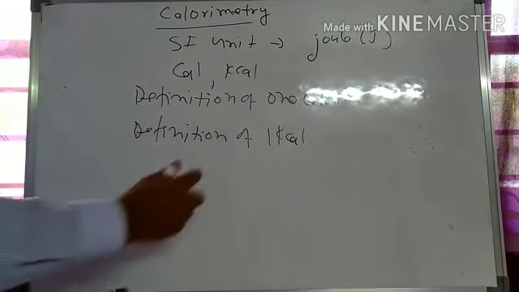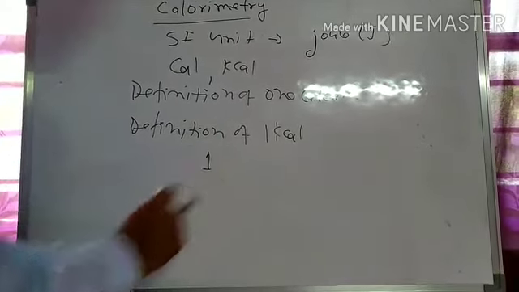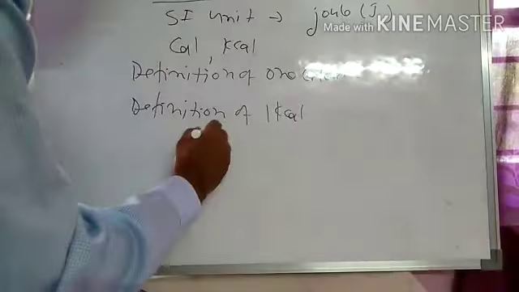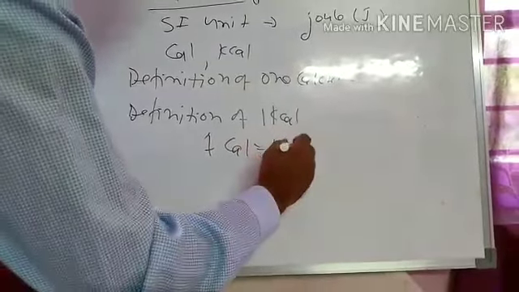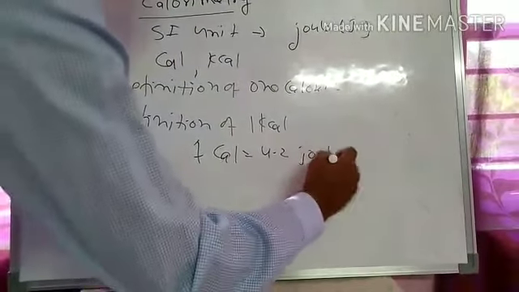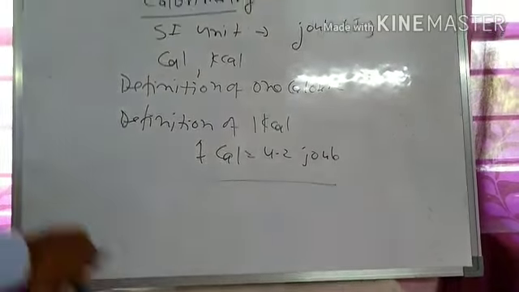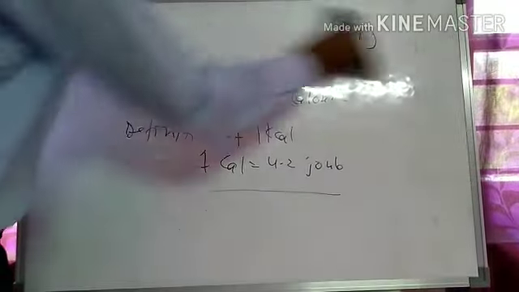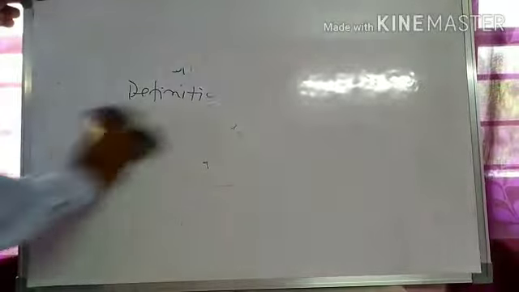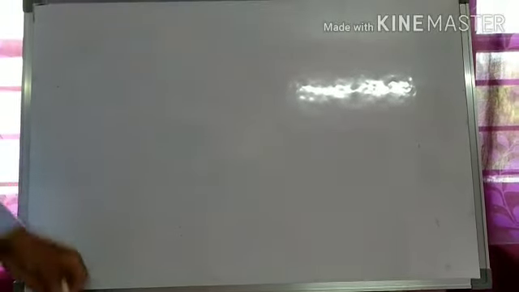Now 1 calorie is equal to 4.2 joule. This is the relationship between calorie and joule. Next, concept of temperature.